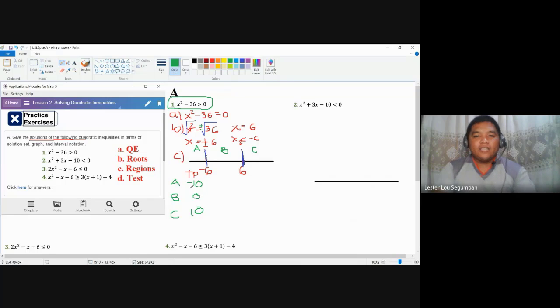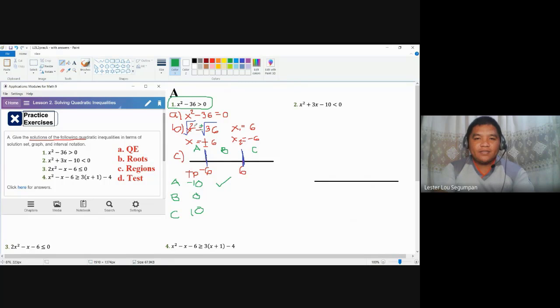so forth. So if we're going to try -10 here, -10 squared is actually 100 minus 36. Is it greater than 0? Yes, it is greater than 0. How about for letter B? 0 squared. By the way, let's go back to letter A.